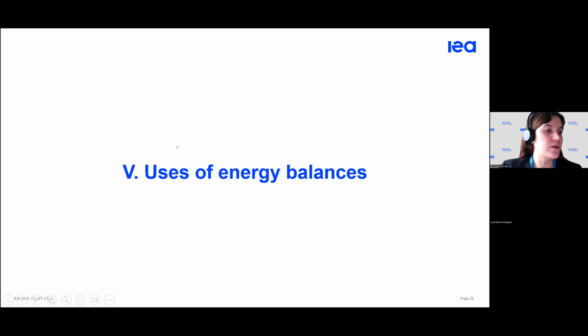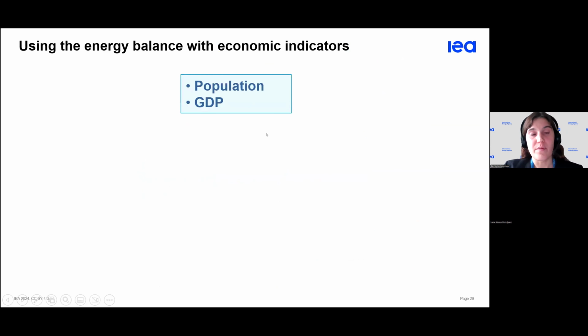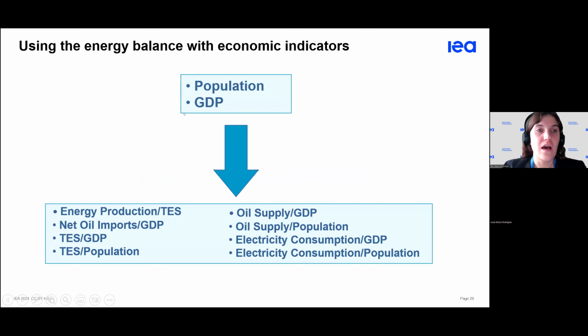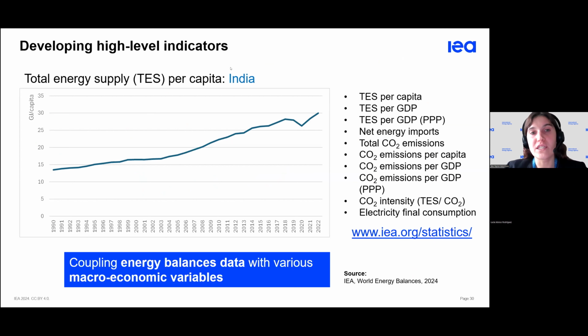So very quickly, we'll go over the uses of energy balances. Energy balances can be combined with socioeconomic indicators to produce useful indicators to represent a picture of the country. So we'll look at some important ones now. For instance, we can use the total energy supply from the energy balance and combine it with population to calculate TES per capita. Many factors contribute to TES per capita, but it can potentially represent, for instance, increasing access to energy and improving quality of life for households in a country.